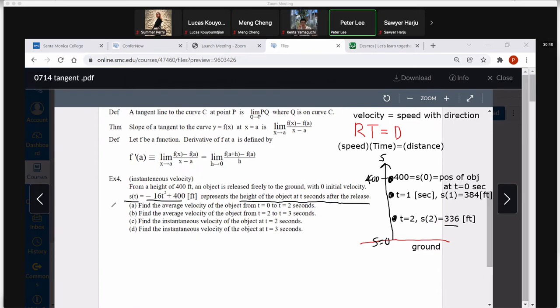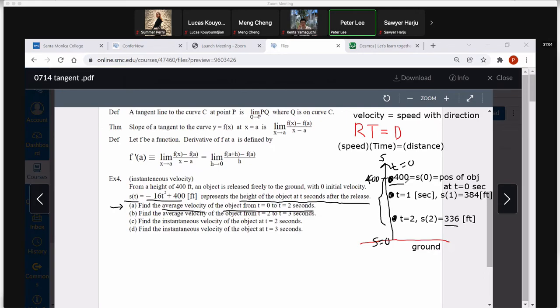So now let's see. Again, here I'm trying to help you understand the question. So now we have 4 parts here. A, find the average velocity of the object from t equals 0 to t equals 2 seconds. So now this is t equals 2 and this is t equals 0. We want to know how fast this object is moving from t equals 0 to t equals 2.